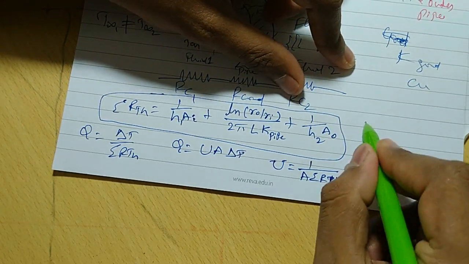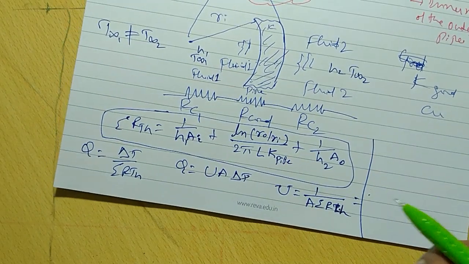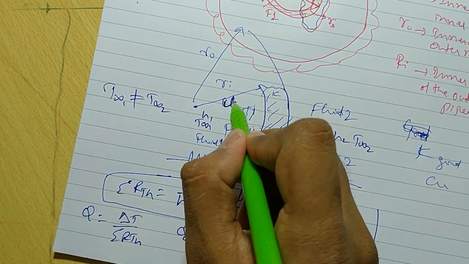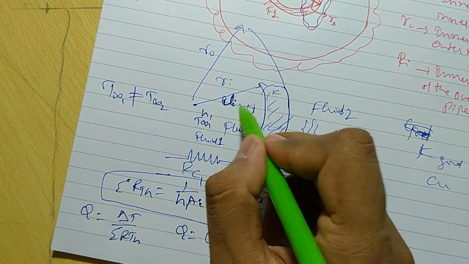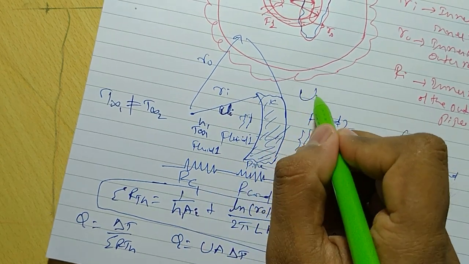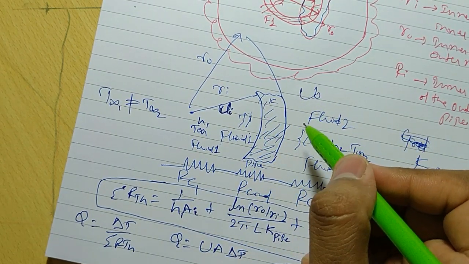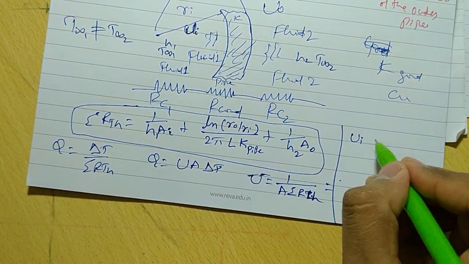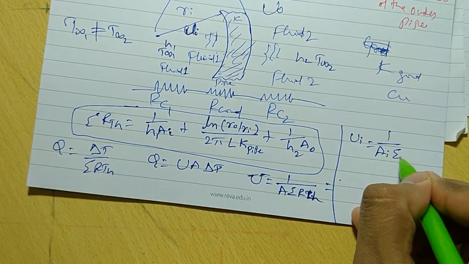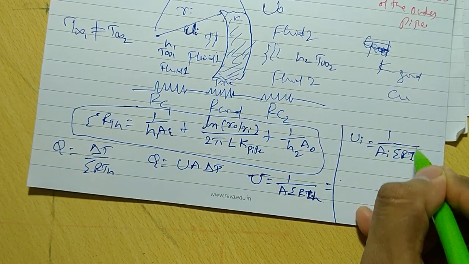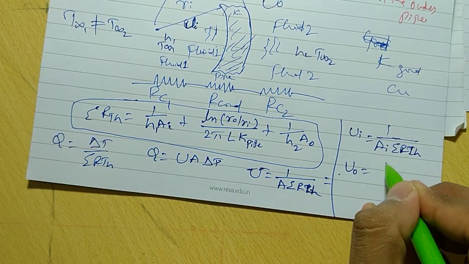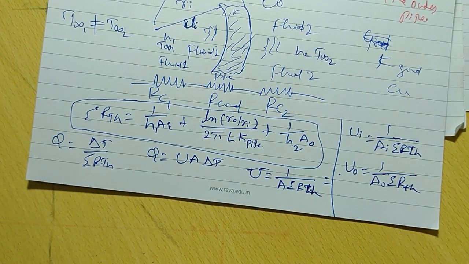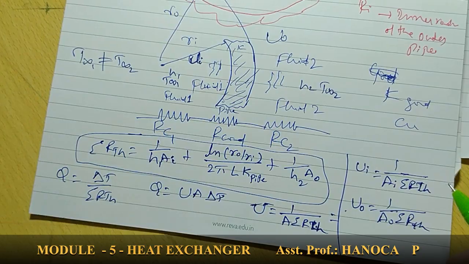Suppose there are two overall heat transfer coefficients: Ui, the inside overall heat transfer coefficient for the inner surface of the pipe, and U naught, the outside overall heat transfer coefficient. Suppose if you take Ui, this becomes 1 over Ai sigma R_th. Suppose if you take the outer radius, this becomes 1 over A naught sigma R_th. Both equations are available in the data handbook.